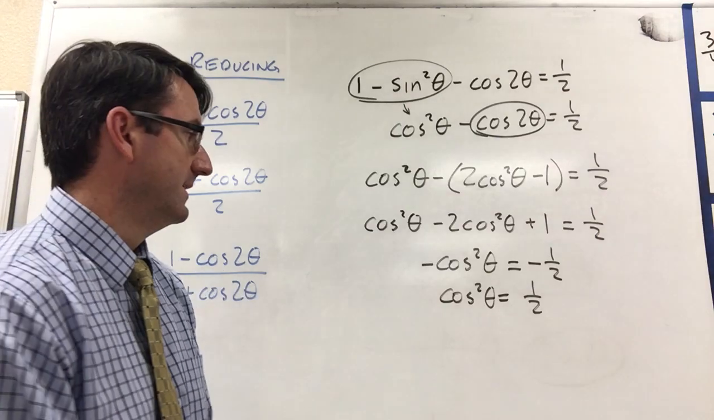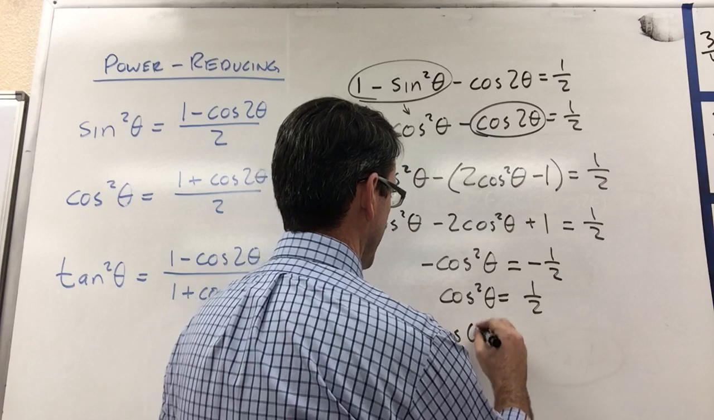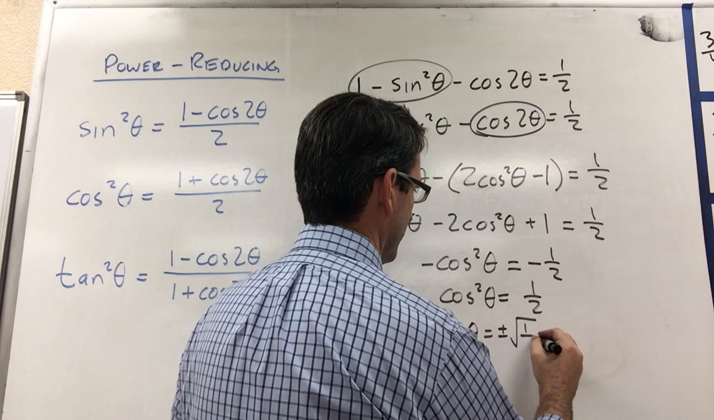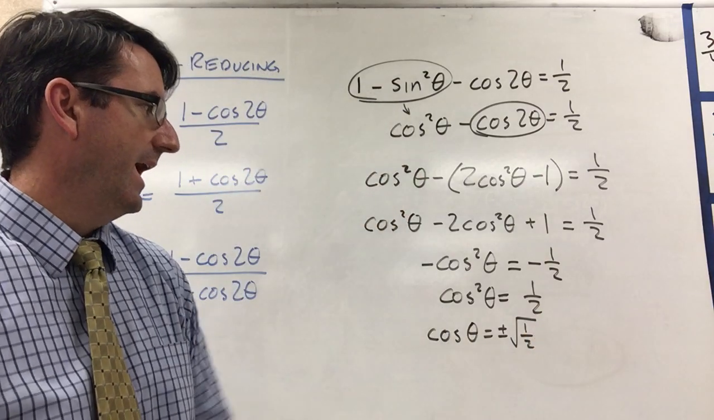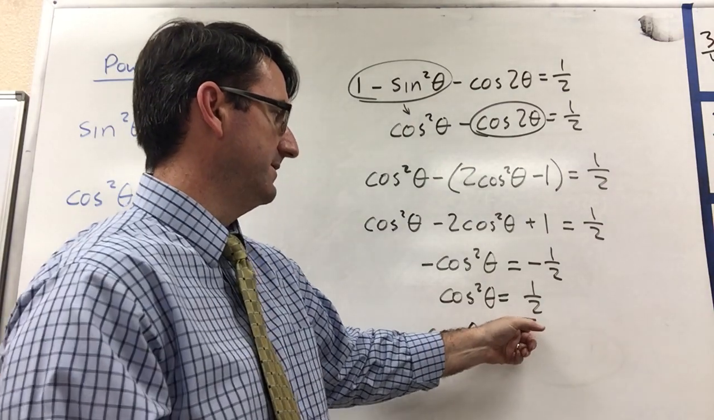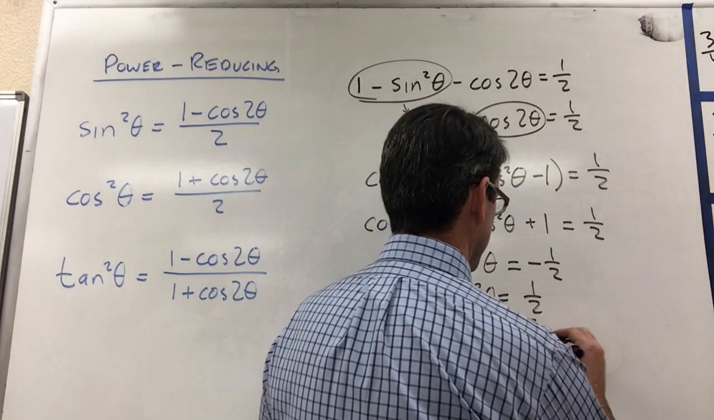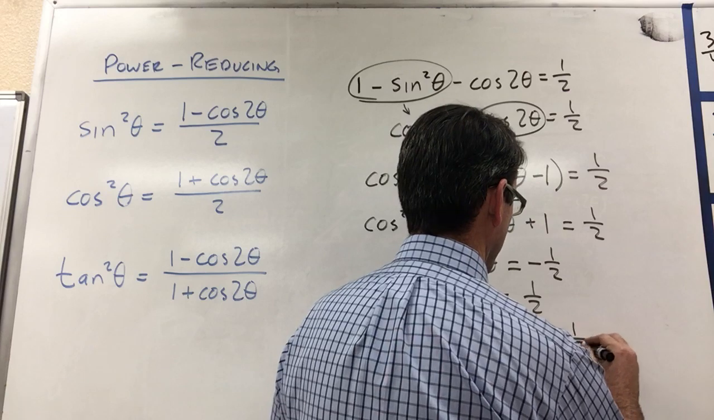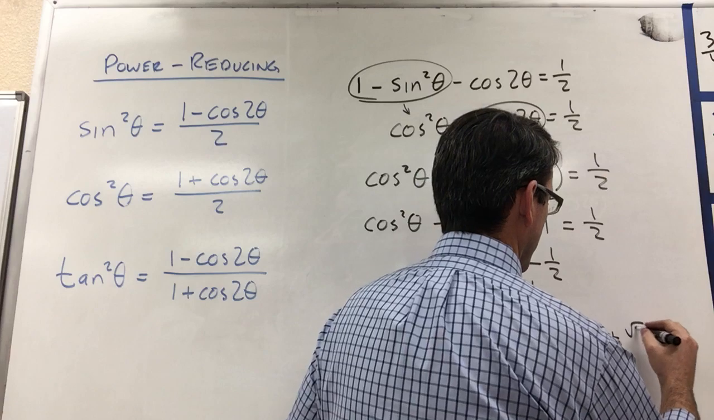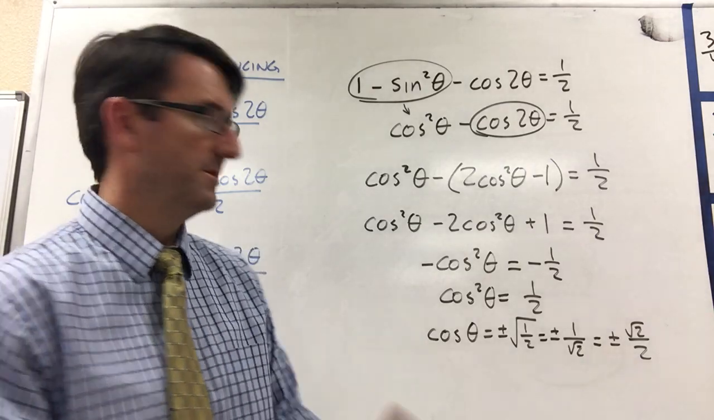And now let's take the square root of both sides. So the square root of cosine squared theta is cosine theta. And that's equal to plus or minus the square root of 1/2. And the square root of 1/2, the square root of the numerator is 1. The square root of the denominator is just the square root of 2. So this is equal to plus or minus 1 over the square root of 2. And if we rationalize that denominator, that's going to be the square root of 2 over 2. So cosine theta is equal to plus or minus square root of 2 over 2.